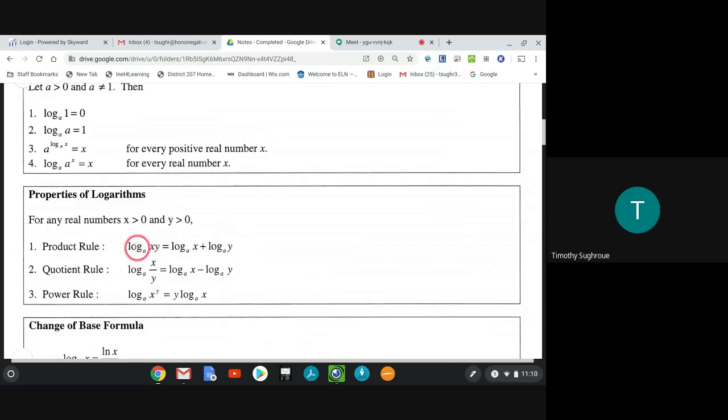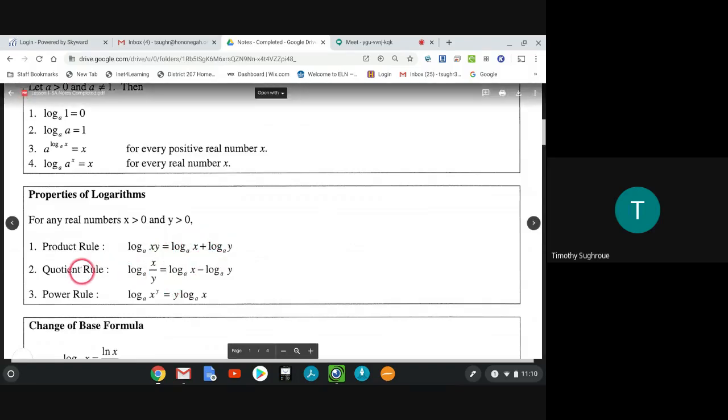Or if I'm taking the logarithm of a product in the argument, I can separate it into two separate logarithms. Sometimes we want to take this side and smash it together, as Mr. Hearn would say. And other times we want to have this and we want to be able to expand it out. It just depends on the context of the problem.